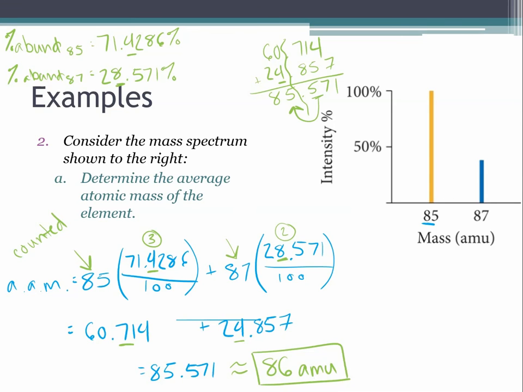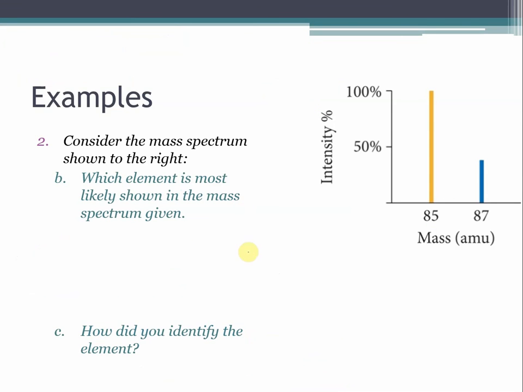All right, so what we can do with this mass, part B says which element is most likely shown in the mass spectrum given. Well, to solve this, you're going to go to your periodic table and find the element that has an average atomic mass closest to 86. And if you look at your table, you will find that that is rubidium. We know that it's rubidium because rubidium has a mass of 85.47, which is the closest to the mass we found of 86. So to identify, we would say 86 AMU.